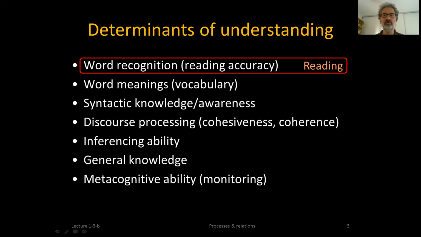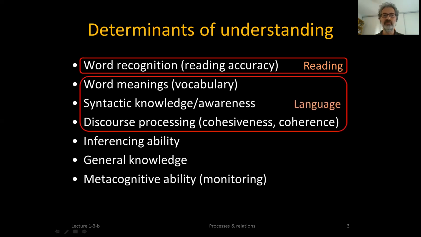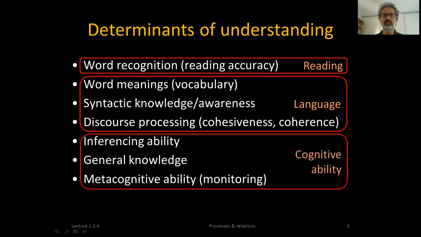Of these things, only the first one is reading specific. So the ability to figure out which words are written is a reading skill. These aspects of understanding are also involved in understanding spoken language, and so they are part of your language skills. And these parts are related to your general cognitive ability, which has to do with knowing things about the world and using them to make sense of the world itself, and knowing when that is the case.